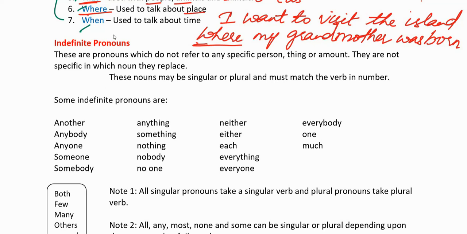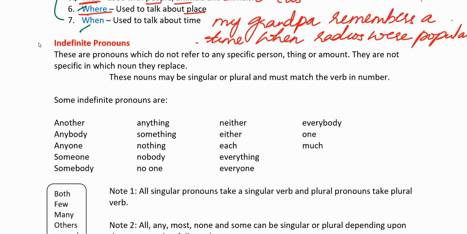Alright, let us look at our last relative pronoun, when. Here in this sentence, we have used the relative pronoun when to talk about the time. My grandpa remembers a time when radios were popular. So without writing the two sentences like my grandpa remembers a time, radios were popular in those times, we have linked the two of them by using the simple relative pronoun when. Hope you have understood when to use the relative pronoun when. We use when to talk about the time.